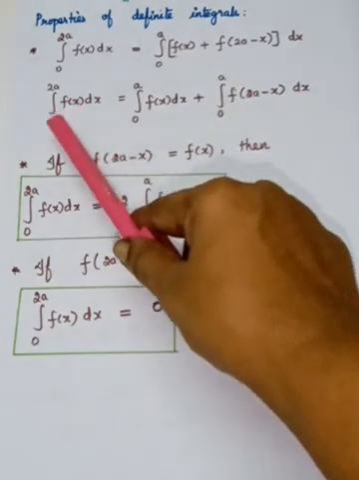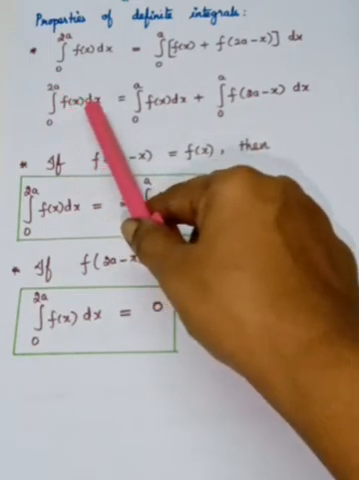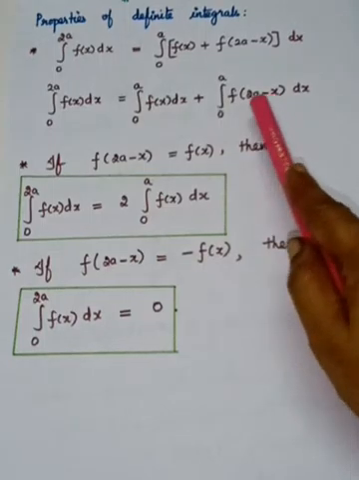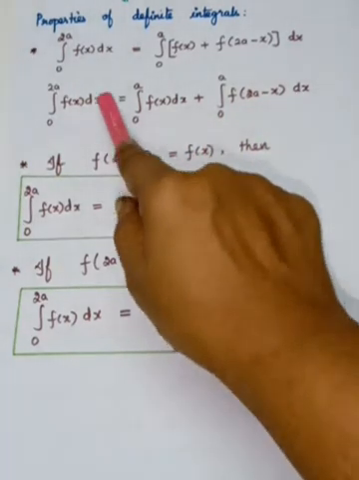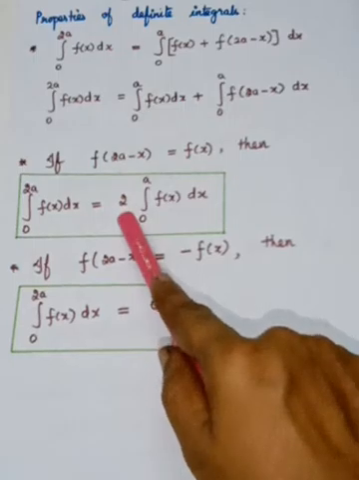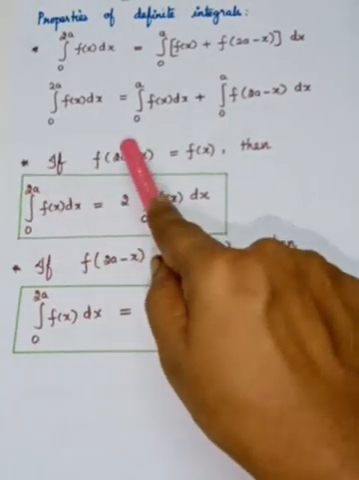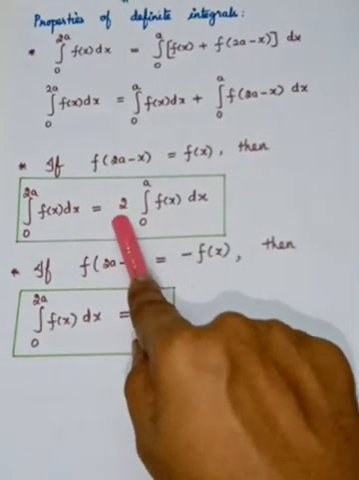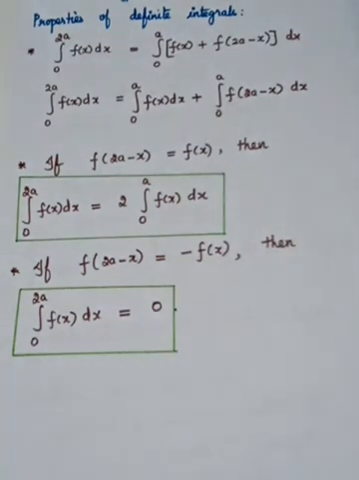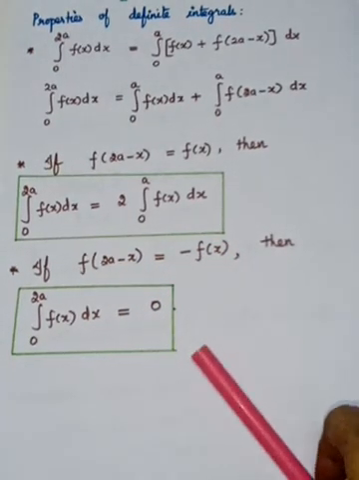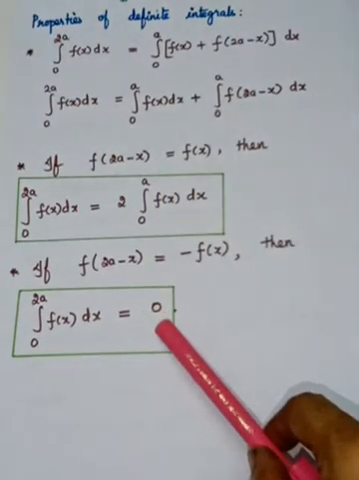So see that the limit is what? 0 to 2a f of x dx can be written as integral 0 to a f of x dx plus integral 0 to a f of 2a minus x dx. f of 2a minus x is equal to f of x means this integral can be written as 2 into integral 0 to a; here it is 0 to 2a. These two are equal, so 2 into 0 to a f of x dx. And f of 2a minus x is equal to minus f of x means this integral value is 0.